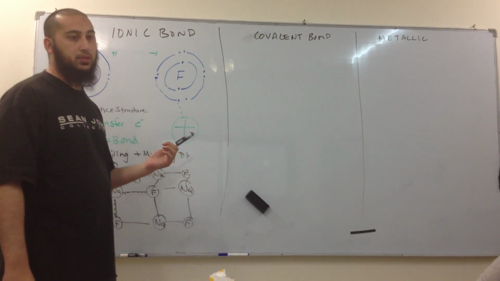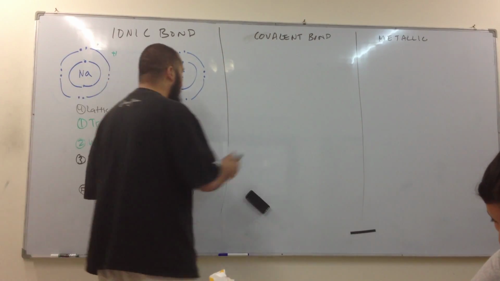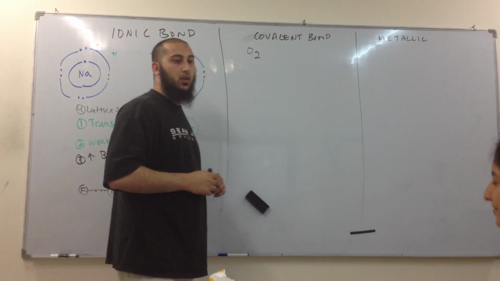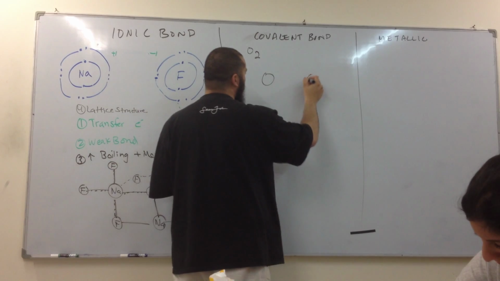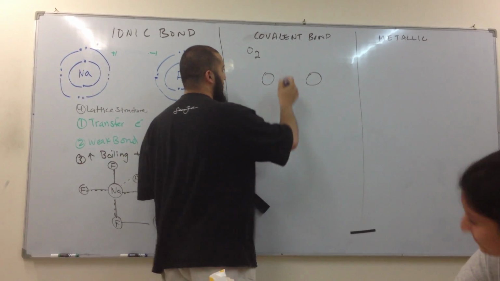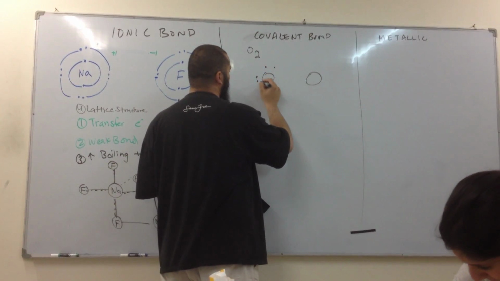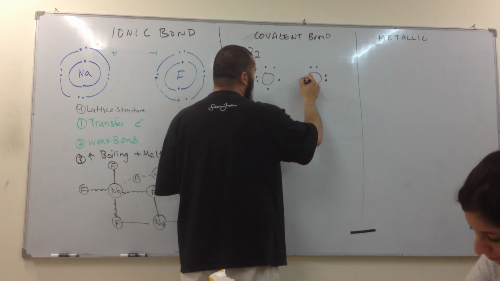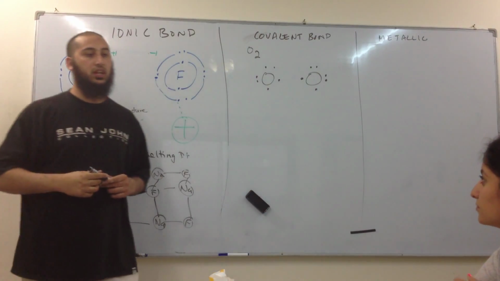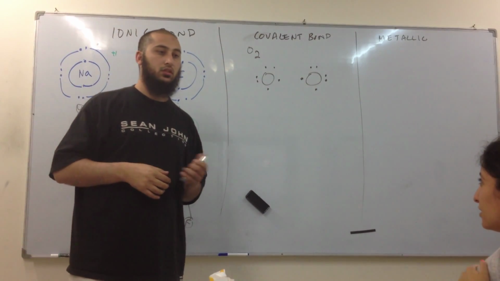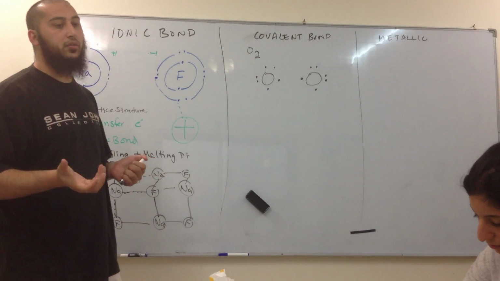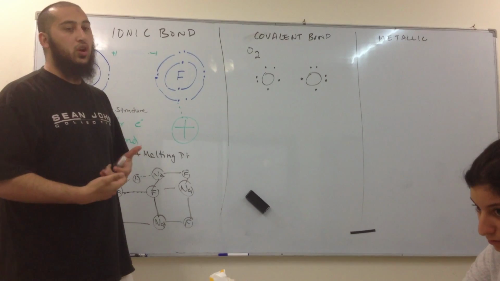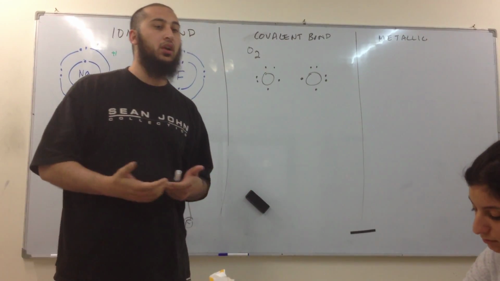Now, what about covalent bonds? Let's look at oxygen, O2. What are the valence electrons on oxygen? Six. 1, 2, 3, 4, 5, 6. Now, do you guys remember electronegativity? What's the electronegativity? It's the affinity for electrons. It's how strong the atom is, what I think of as muscle. The stronger the atom, the stronger it can pull on electrons.